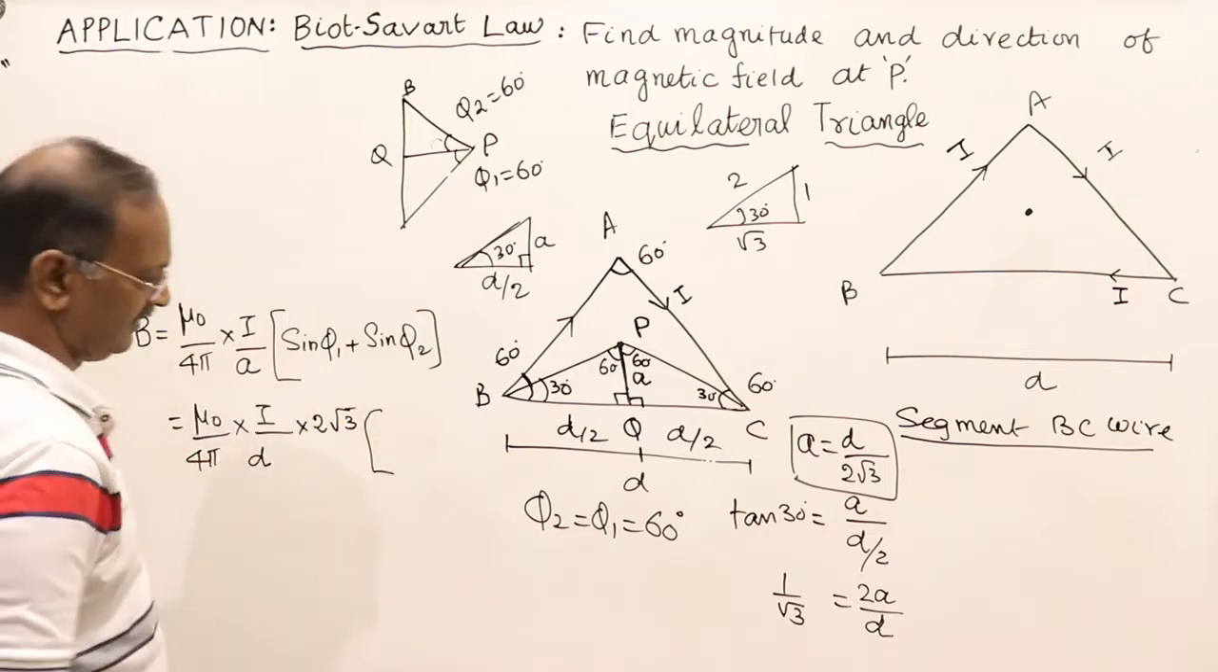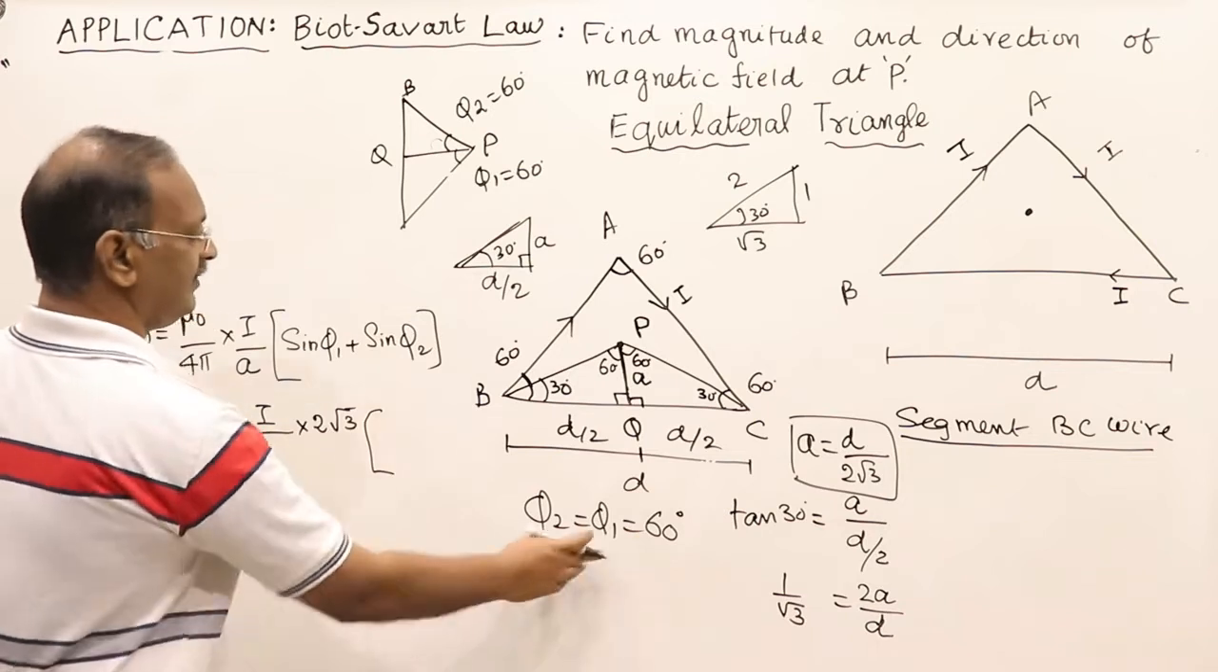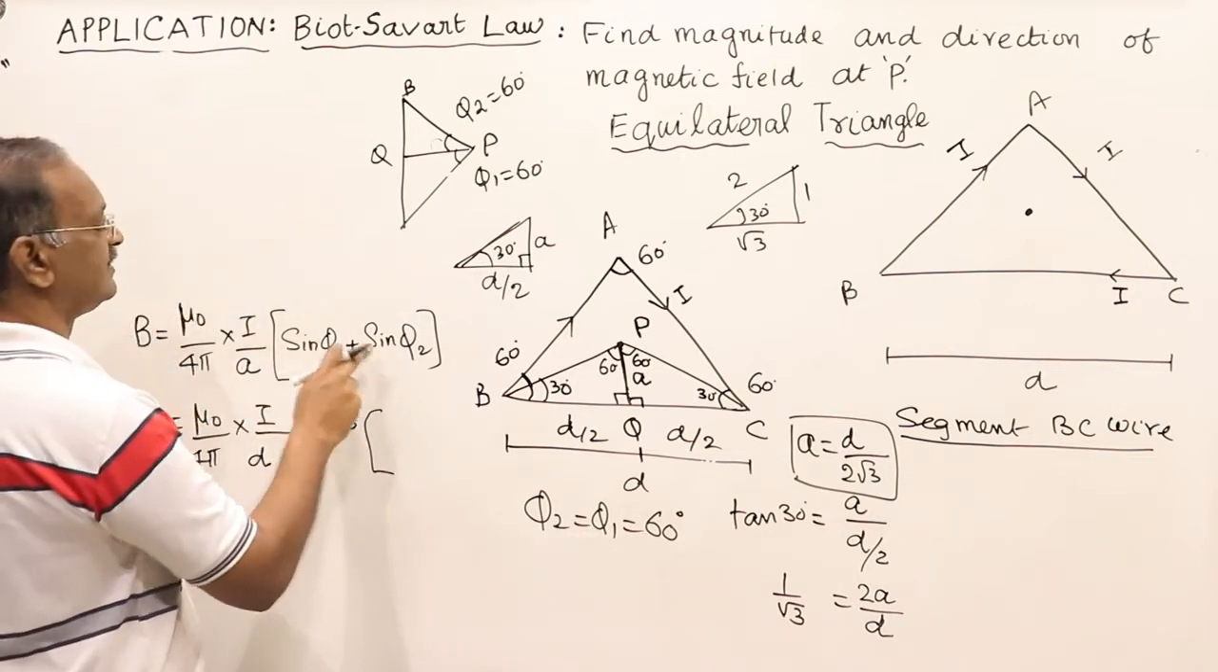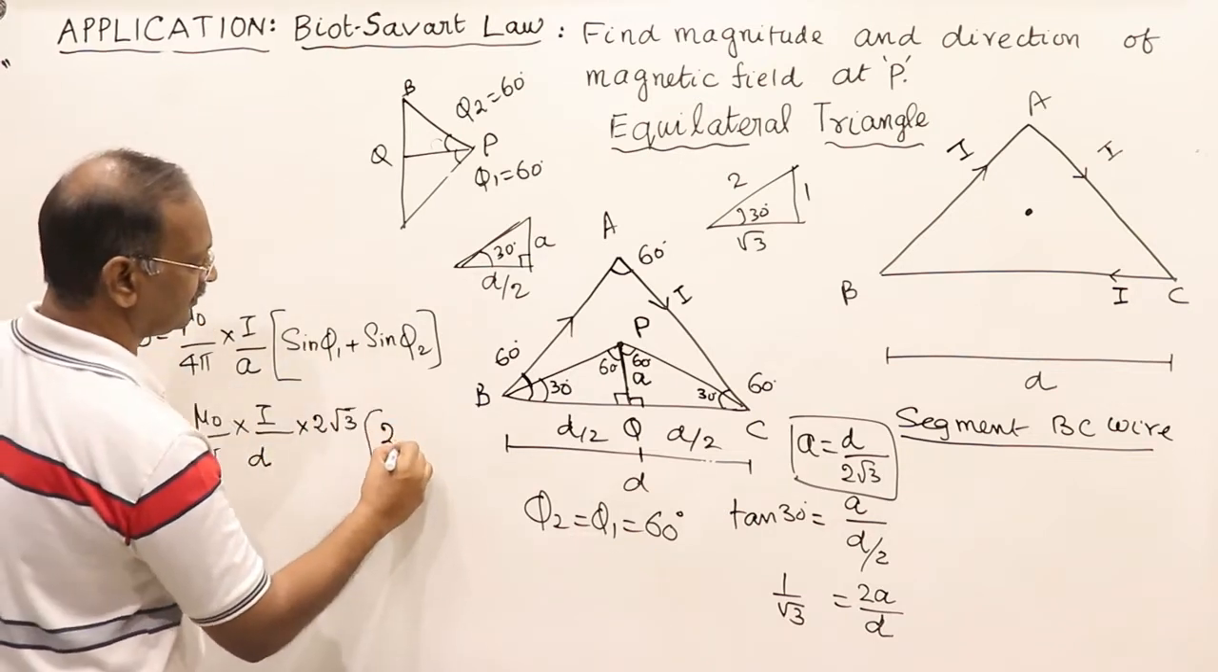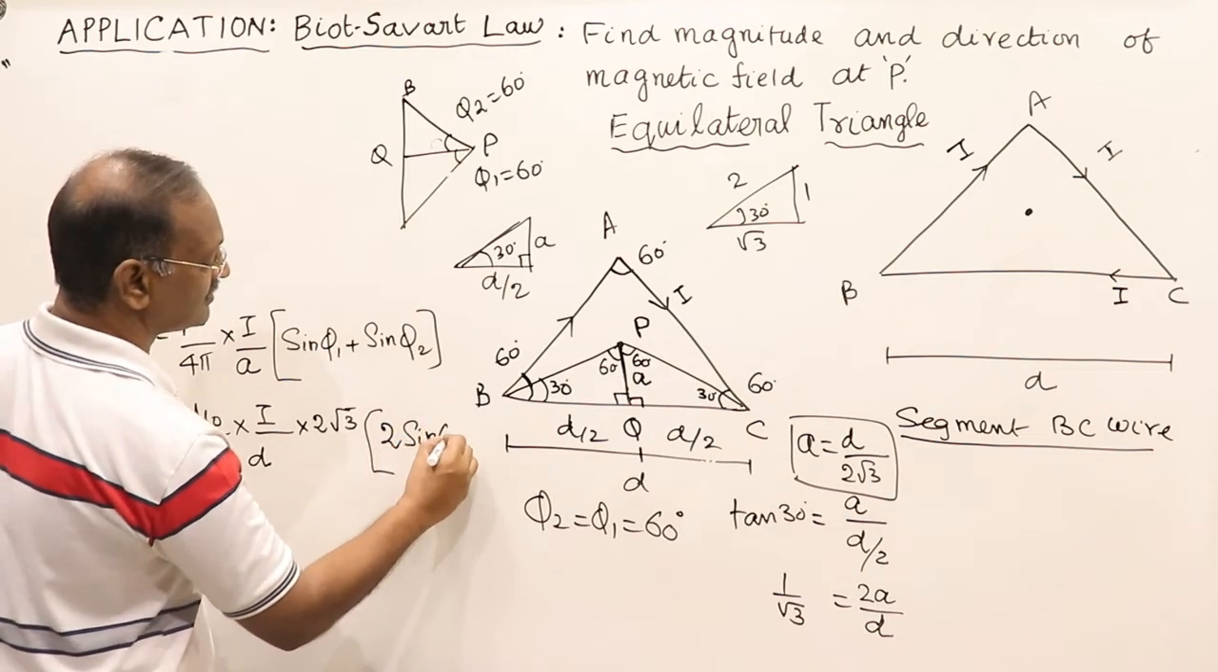Sin phi 1, where phi 1 is equal to 60 and phi 2 is also 60. Sin 60 plus sin 60 is equal to twice sin 60 degrees.